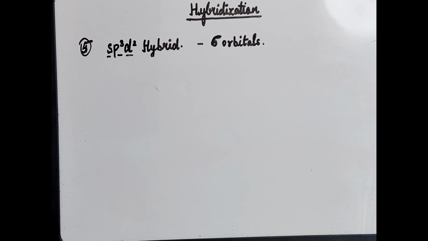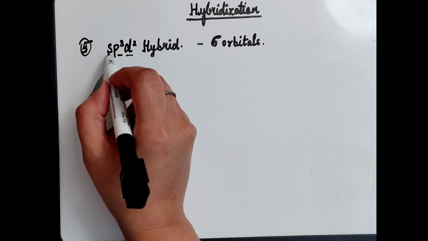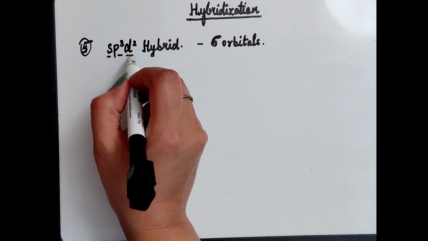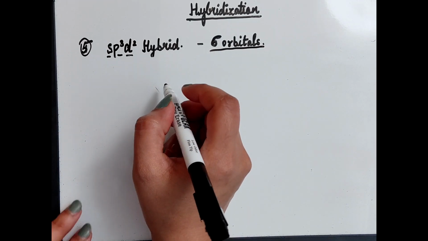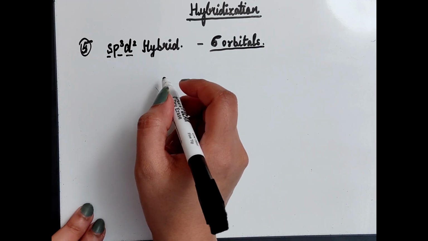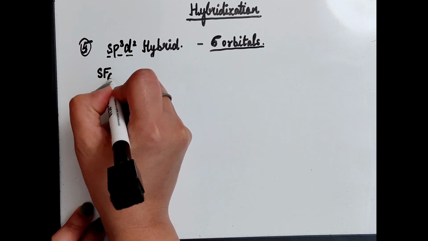So today we'll continue with the rest of the hybridization, that is sp3d2 and sp3d3 hybridization. sp3d2 hybridization will have 1 s, 3 p and 2 d orbitals. So a total of 6 orbitals will be involved in its hybridization. Now let's take an example, that is sulfur hexafluoride.